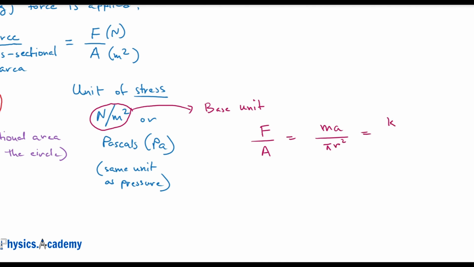And we know we measure mass in kilograms and acceleration in meters per second squared. And we also know that area is measured in meters squared. So if we cancel out the square from the bottom with the meter from the top, we are left with newtons per meter squared becoming kilograms per meter per second squared. So this is now expressed in terms of the base units.